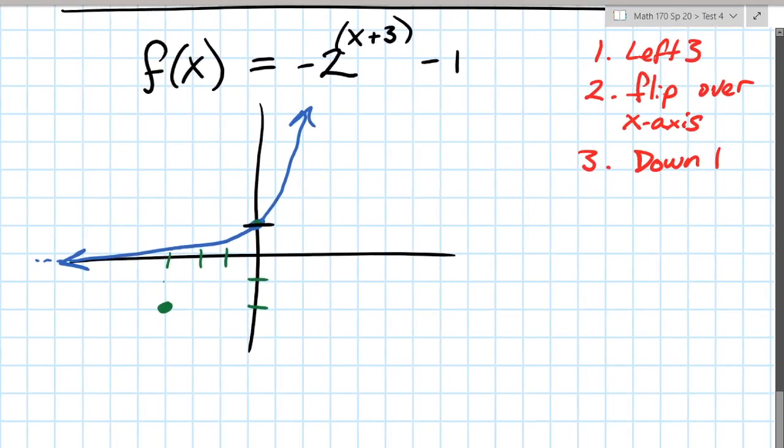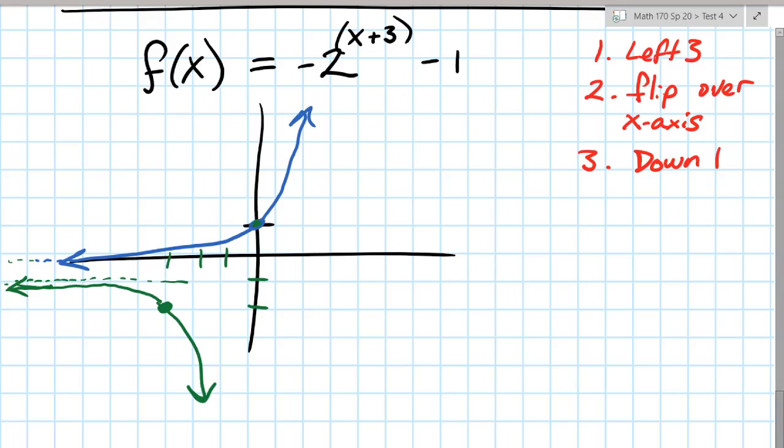If I take the horizontal asymptote and we move it to the left 3, it's still on the x-axis. If I flip it across the x-axis, it's still on the x-axis. And then if I move it down 1, it brings me down to here. So my graph is going to be flat, flat, flat, flat, flat. And then once we hit that intercept point, now it starts to grow really fast.